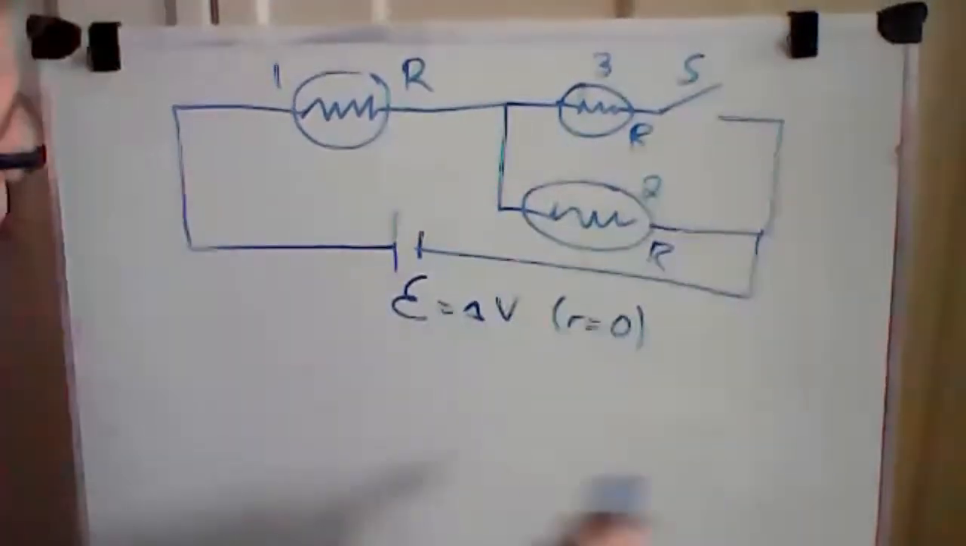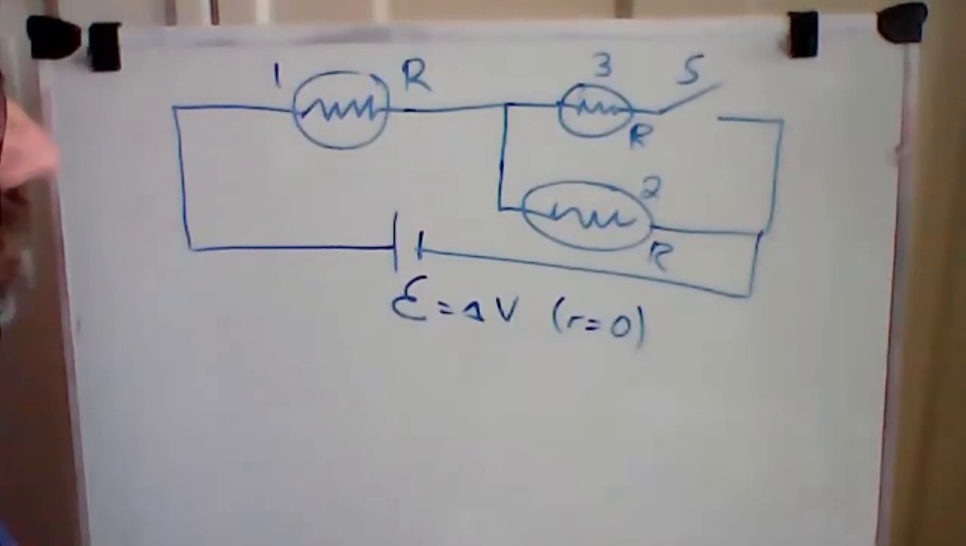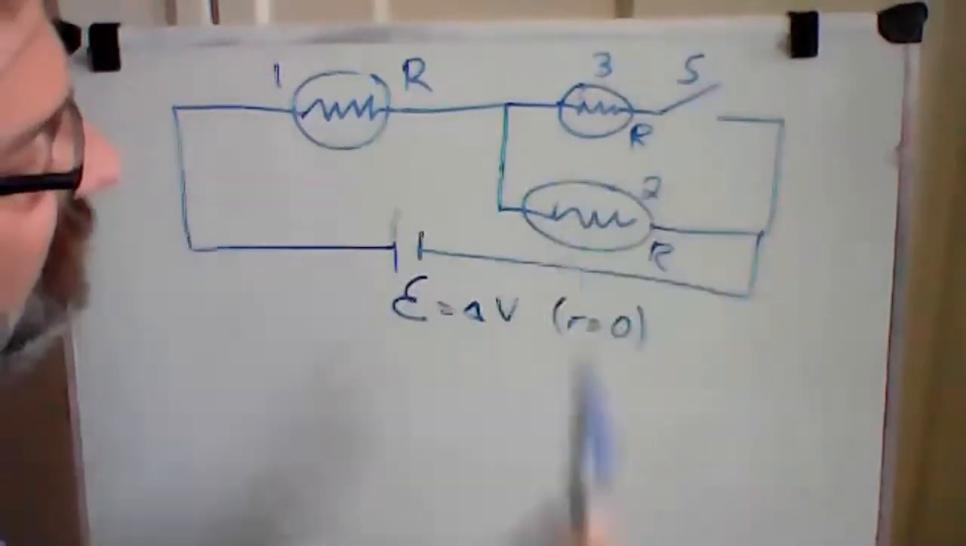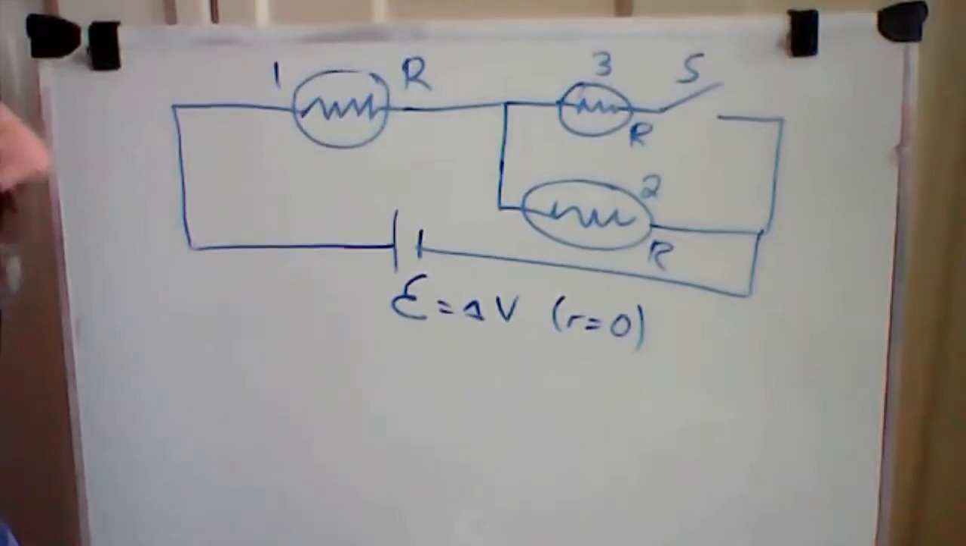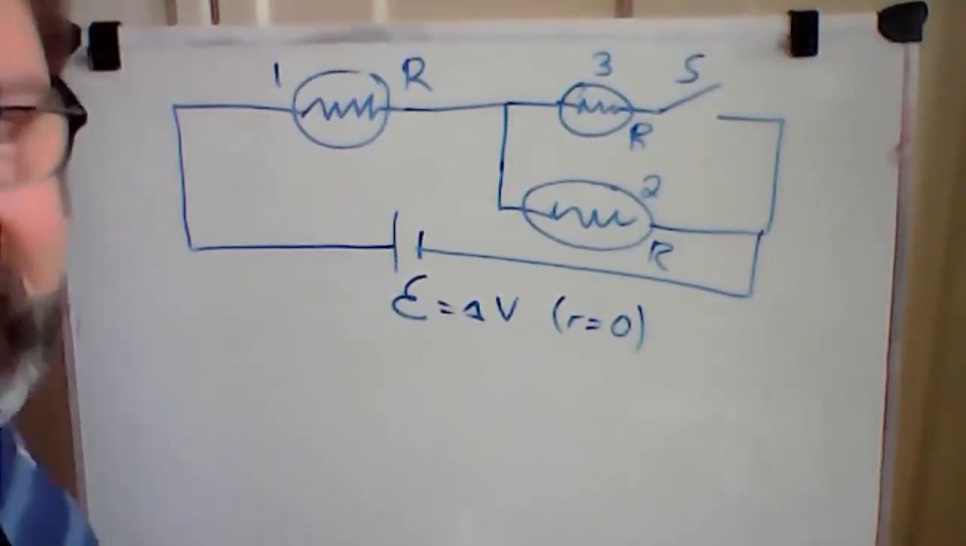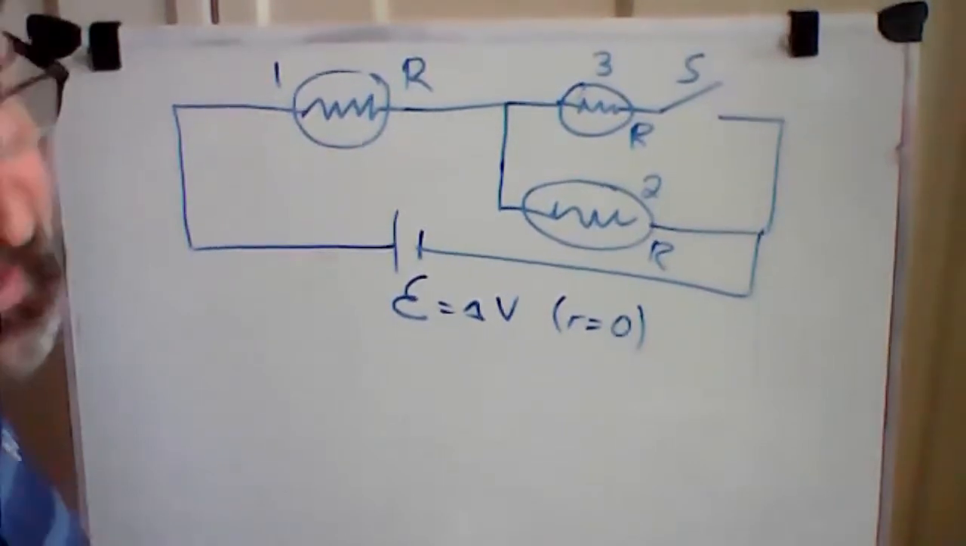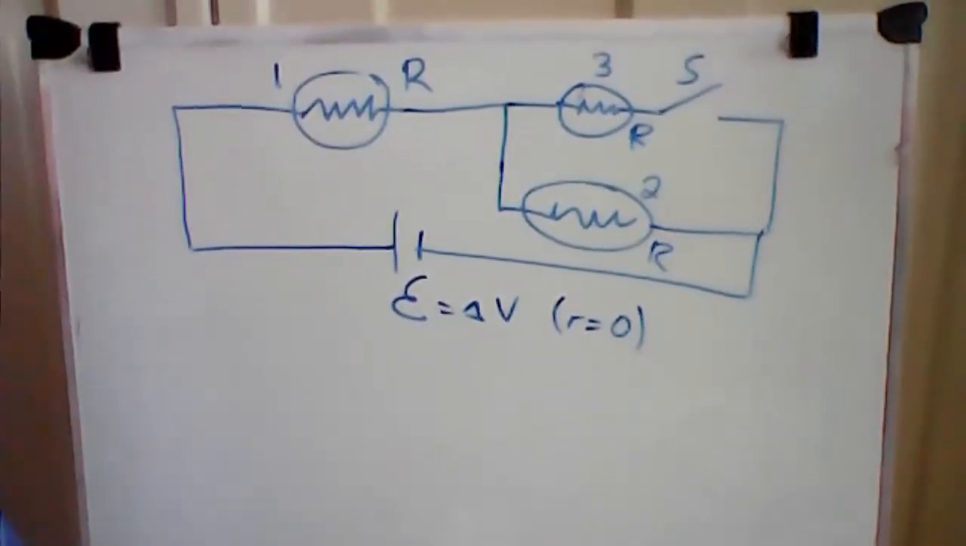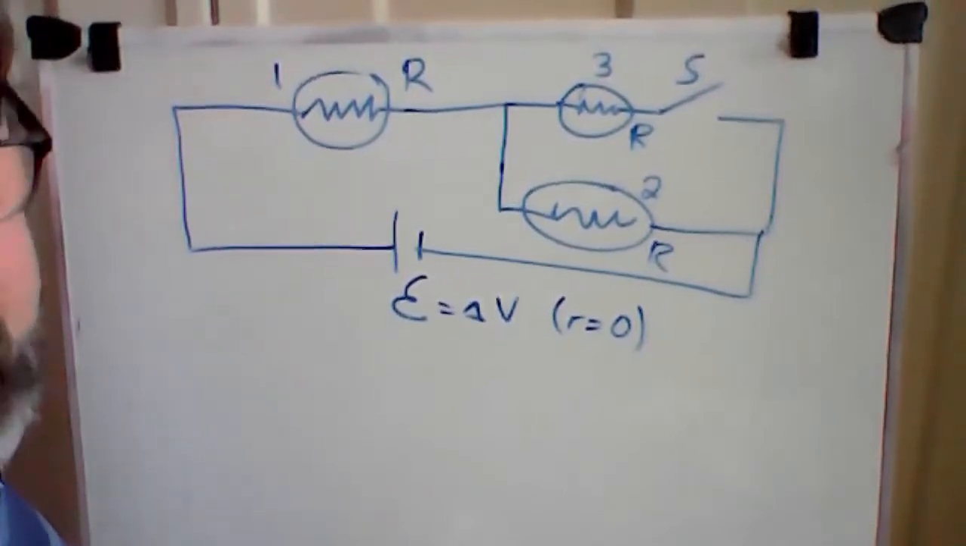So let's just look at this and think about this for a minute. When we close this switch, student 1 predicts that the brightness will go down. Why would that student say that? Let's get in their head. I don't know if we should be doing this, but let's just think about it for a second. Why might you be tempted to say that, if somebody dares speak on camera?